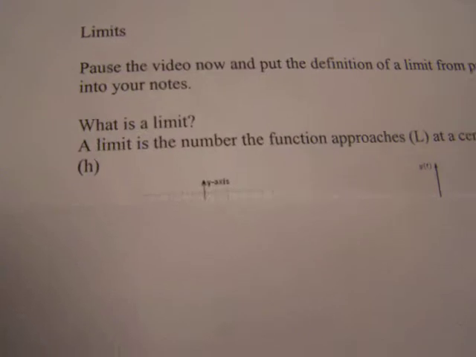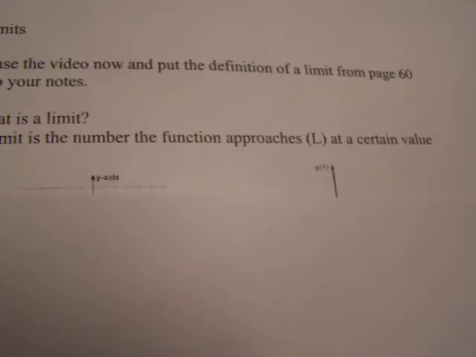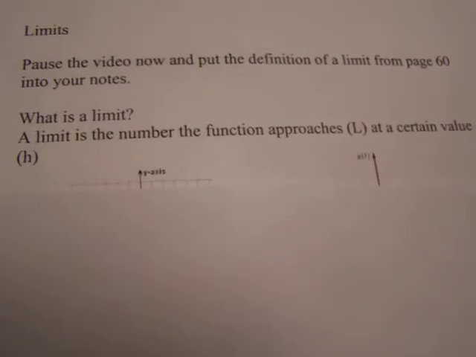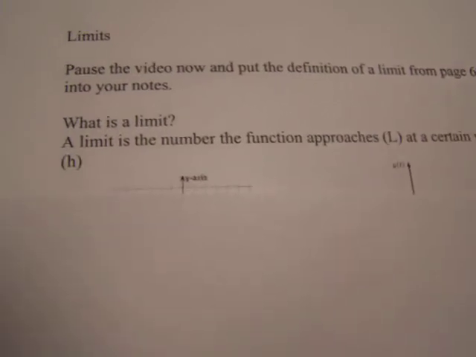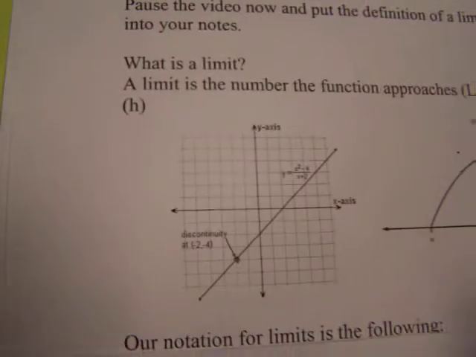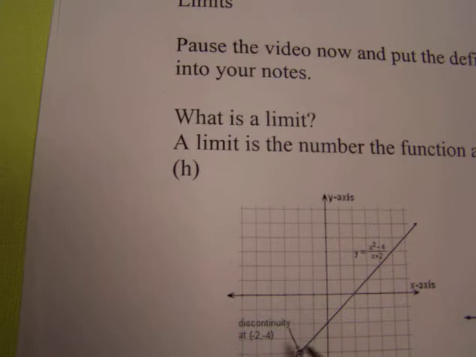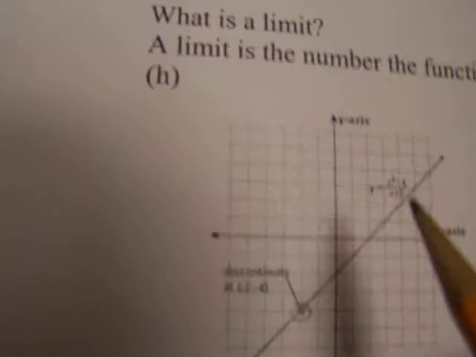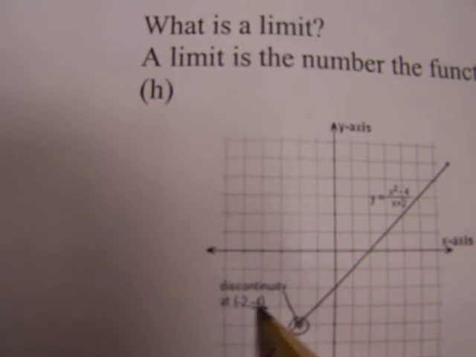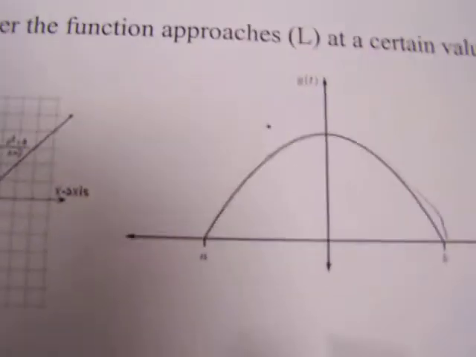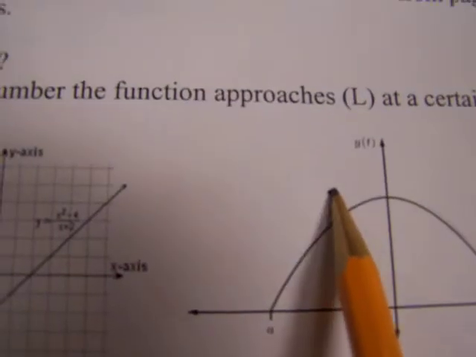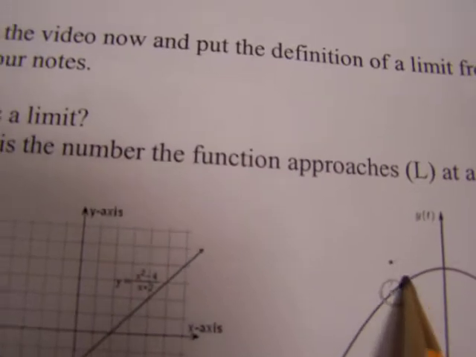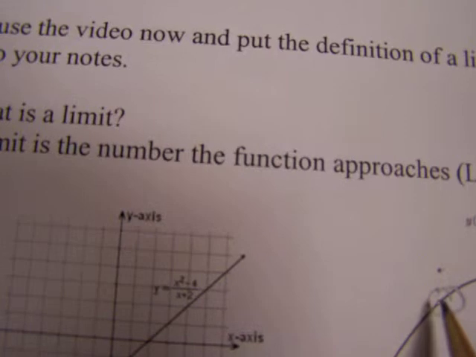A limit is the number the function approaches, L, at a certain value of h. Now on this graph, as you approach -2, even though there is a discontinuity right there, it still approaches -4. On this graph, however, since there is a point discontinuity, there is no limit as x approaches this number.